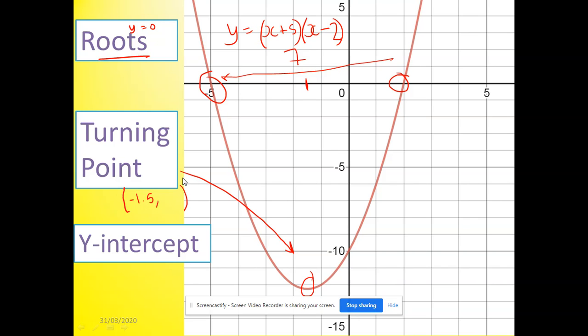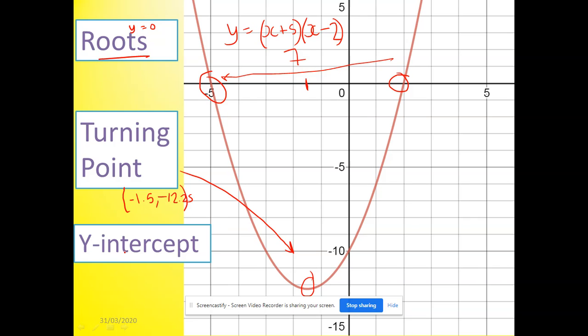Now we can work out the y coordinate because I now have the equation here. So I can just put that in my calculator: minus 1.5 plus 5, multiplied by minus 1.5 take away 2. And we get negative 12.25. Now just check, that kind of makes sense. Negative 12.25.